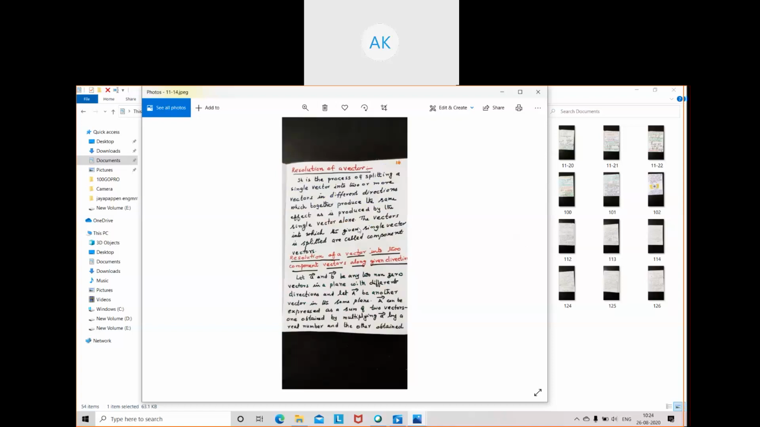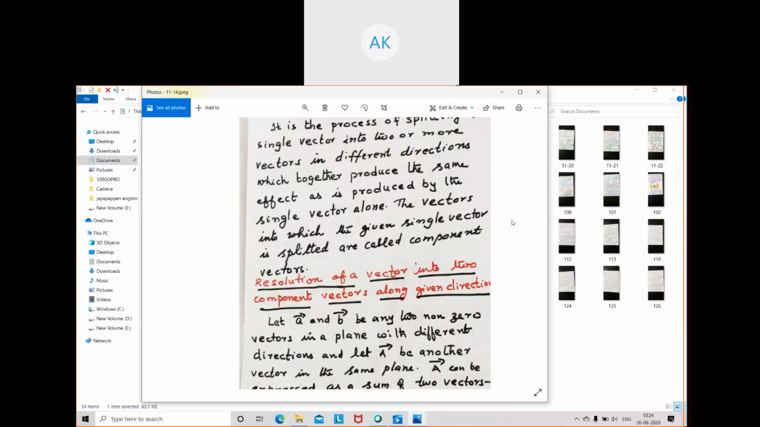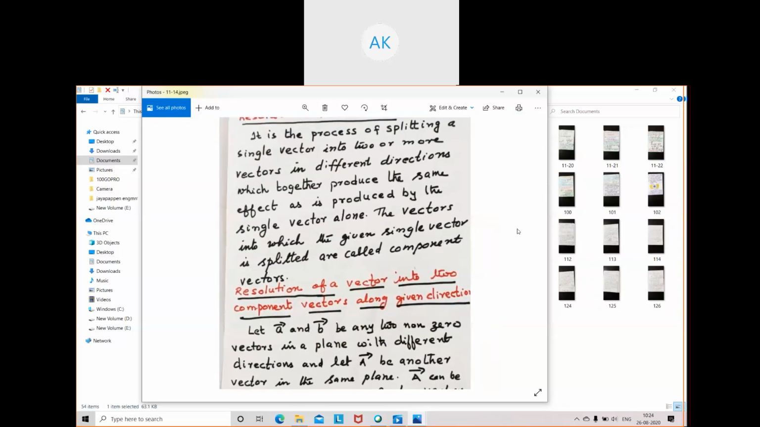Next is a very important portion, resolution of vector. Now what we have studied is addition of vectors. That means combining two vectors, we got one resultant vector. That is what we have discussed. Combining two or more vectors, we get a resultant vector. A resultant vector is that vector which gives the same effect as is done by the individual vectors.